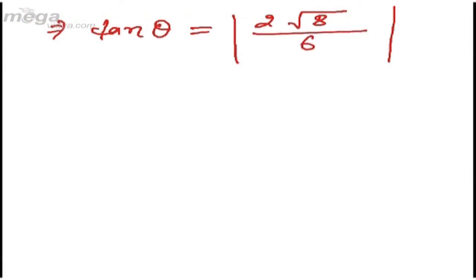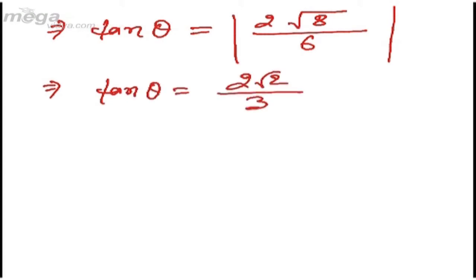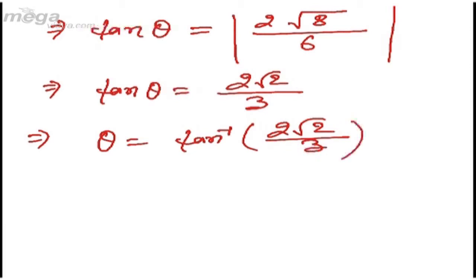Now this 2 and 6 get cancelled. It will be 3. And this root 8 is 2 root 2. So finally we'll get here tan theta is equal to 2 root 2 by 3. Hence theta is equal to tan inverse 2 root 2 by 3.